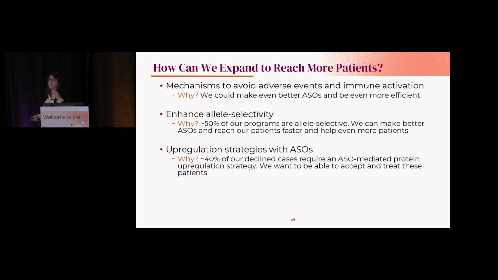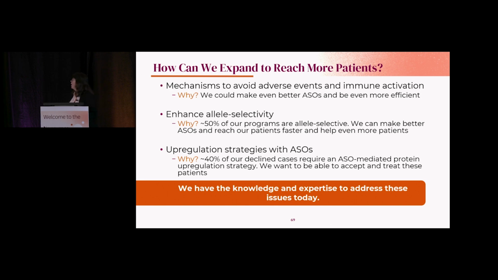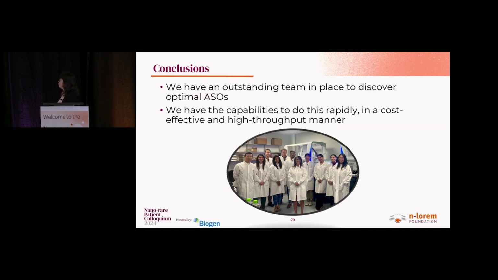And finally, upregulation strategies. And this is very important. About 40% of our declined cases require an ASO-mediated protein upregulation strategy. And we are really working hard, with promising results so far, but small steps. This is a huge effort. This is going to take a while to really be able to accept and treat these patients. And we have the knowledge and expertise to really address these issues today.